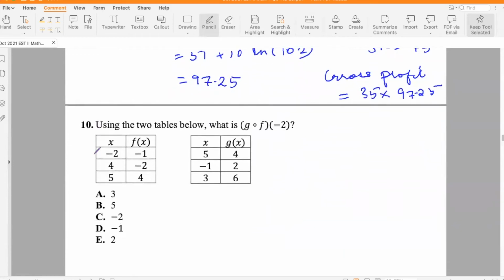Using the two tables below, what is g of f of minus 2? So f of minus 2 is minus 1, and g of minus 1 is 2. So this is 2.